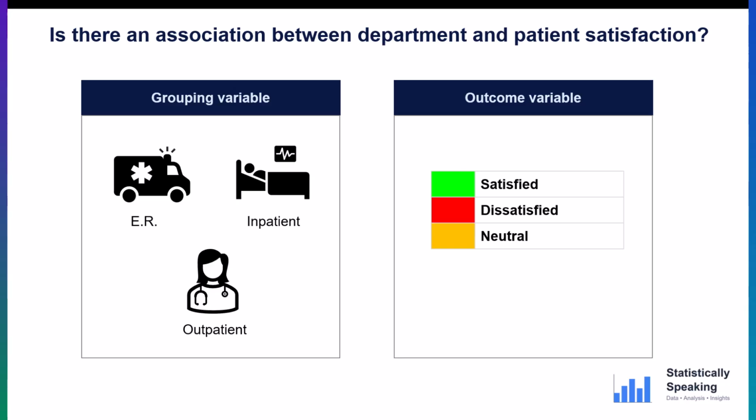Now let's look at the scenario that we are going to use for our example. The scenario is this: a hospital wants to know, is there an association between the department a patient visits and patient satisfaction? So for this data set, we have 120 patients, 3 departments: ER, inpatient, outpatient, and 3 satisfaction levels as reported by the patients: satisfied, neutral, and dissatisfied. So this is the setup and the scenario that we'll be using in SPSS. Now let's go directly to SPSS.